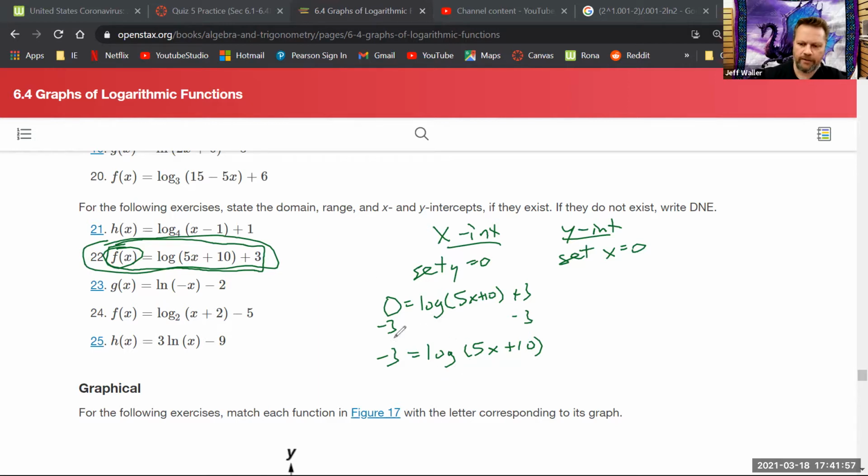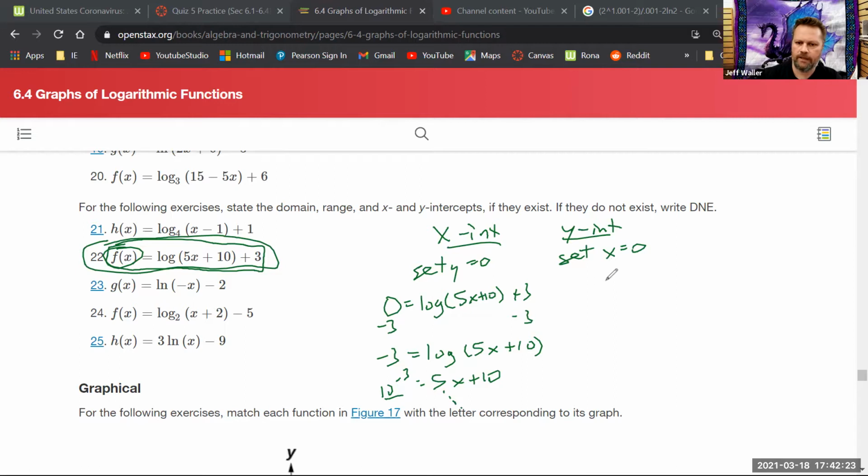So how do I rewrite this logarithm? What's the base on this logarithm? 10. So 10 to the negative 3 equals 5x plus 10. That's not the prettiest number, but I don't care. That's easy. Is that cool? Just solve that for x now. No big deal. That'll be your x-intercept. It's gotten boring now because it's just subtract and divide by 5.